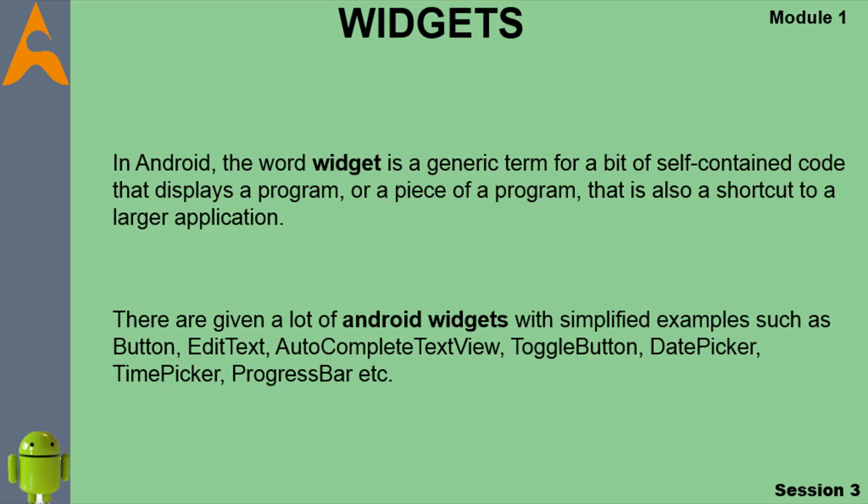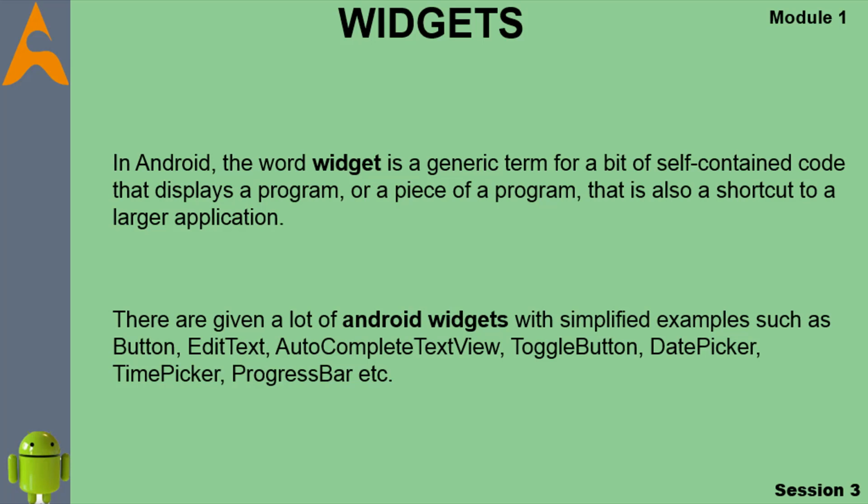In Android, the word widget is a generic term for a bit of self-contained code that displays a program, or a piece of a program, that is also a shortcut to a larger application. There are a lot of Android widgets with simplified examples such as button, edit text, auto-complete text view, toggle button, date picker, time picker, and progress bar, etc. They are very easy to use. We will see some of the mostly used widgets in Android with example. See it carefully. You should try to do it along with the video.